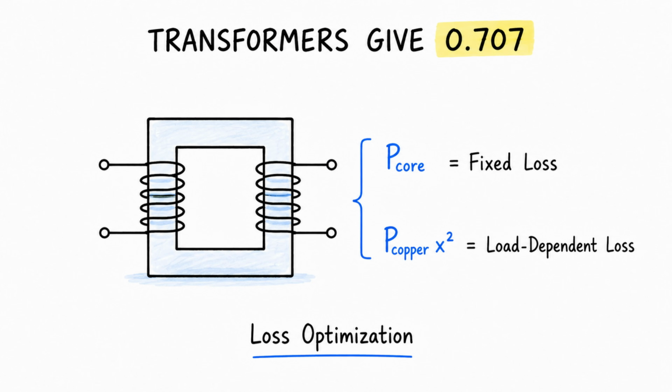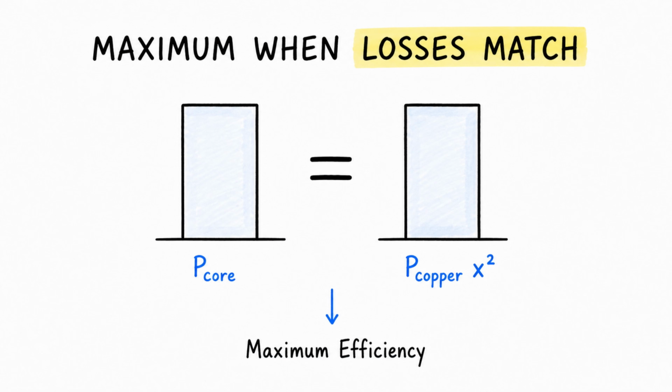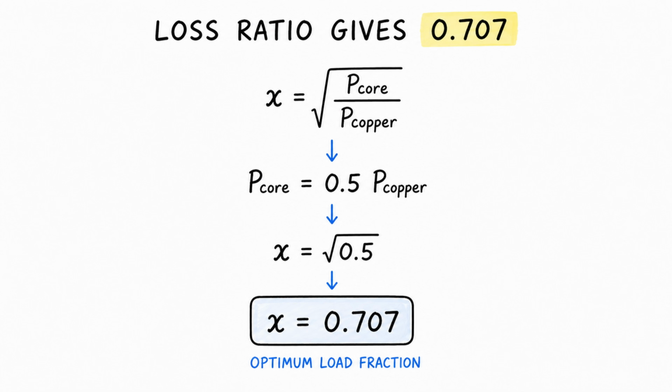In transformer efficiency, 0.707 enters through loss optimization. One loss is fixed. One loss scales with the square of the load. Maximum efficiency occurs when they are equal. Solving for the load fraction gives the square root of the fixed loss divided by the variable loss. When that ratio is 1/2, the result is 0.707. The mathematics of minimizing a fixed plus squared variable quantity forced it in.